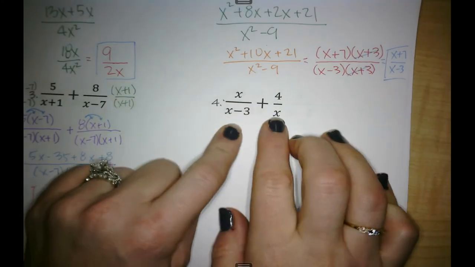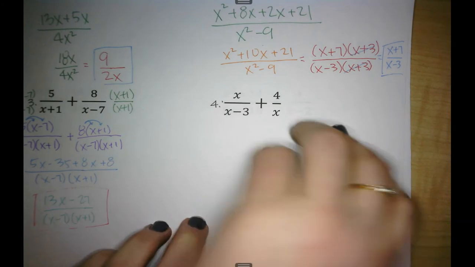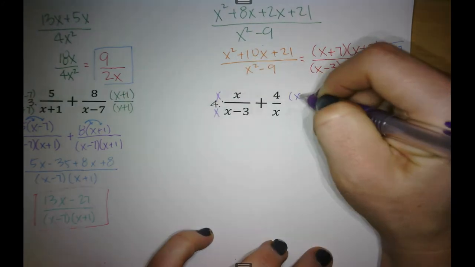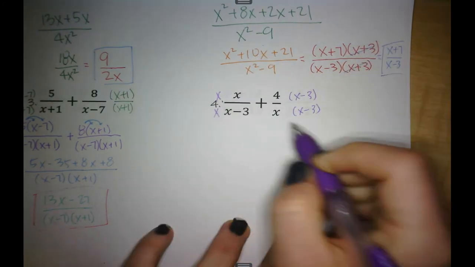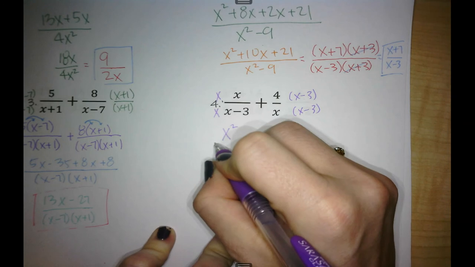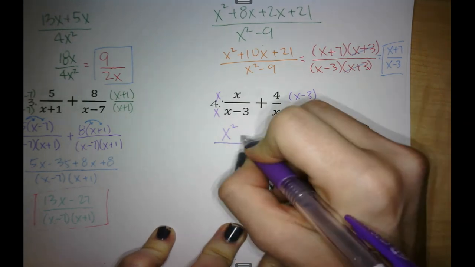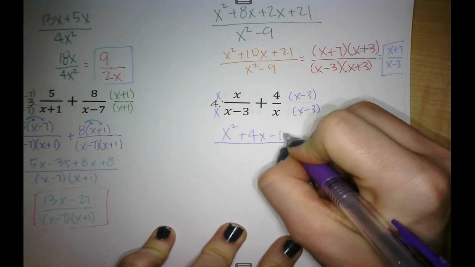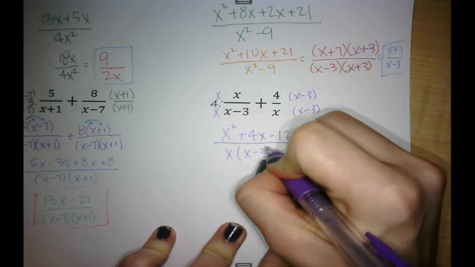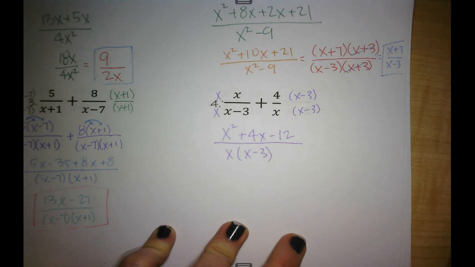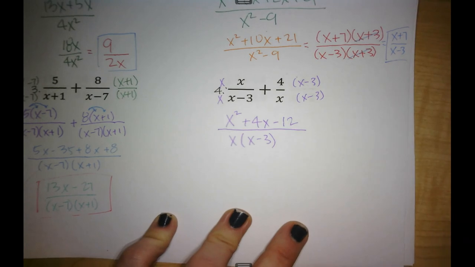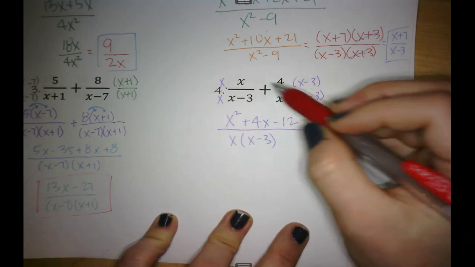Okay, same thing. These are different denominators, so we've got to get them to be the same. Same thing. I'm going to multiply this by this denominator and this one by this denominator. So that's going to give me, let's go ahead and put x squared on top, because x times x is x squared. And that's going to give me 4x minus 12. I just went ahead and distributed. And on bottom, it's going to be x times x minus 3. So I went ahead and distributed and combined my like terms. There's no like terms to combine. So this is what this would be added together.